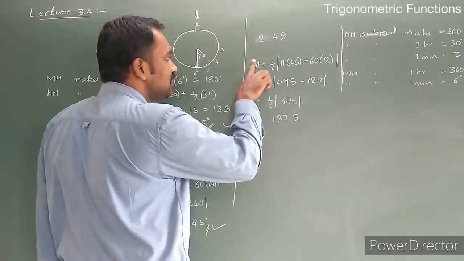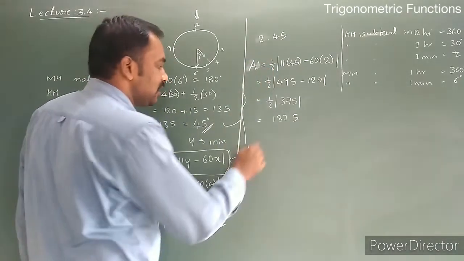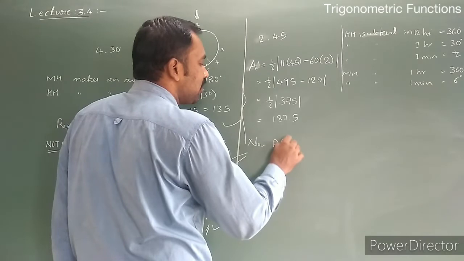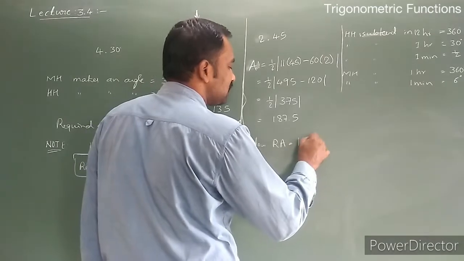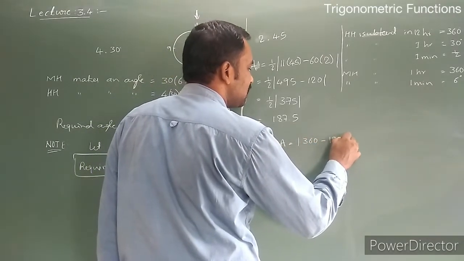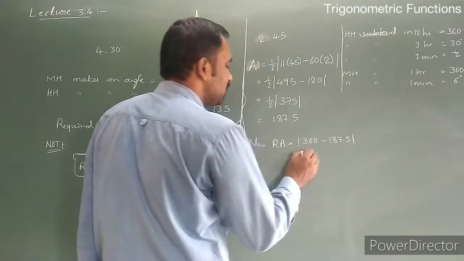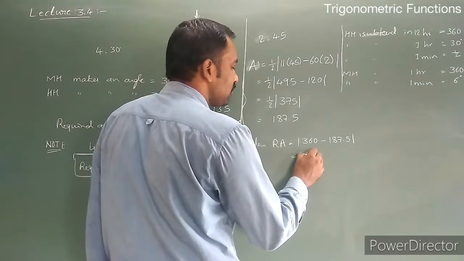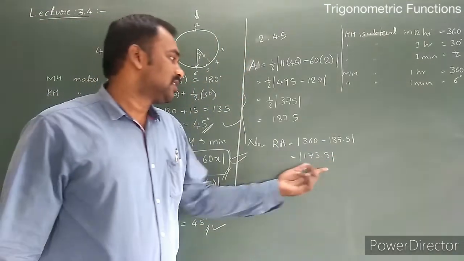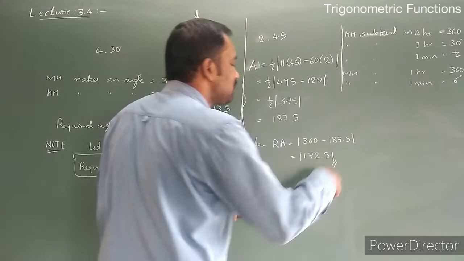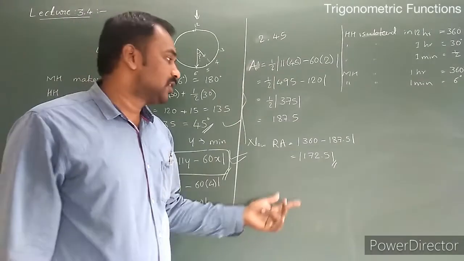So we rewrite this angle as the angle between the minute and the hour hand, and I just name this as the other angle. Now in this case I find the required angle. Required angle means the angle between the minute and the hour hand, and it is equal to 360 minus 187.5. What is 360 minus 187.5? This will become 172.5, which is the required angle between the minute and the hour hand at the time 2:45.